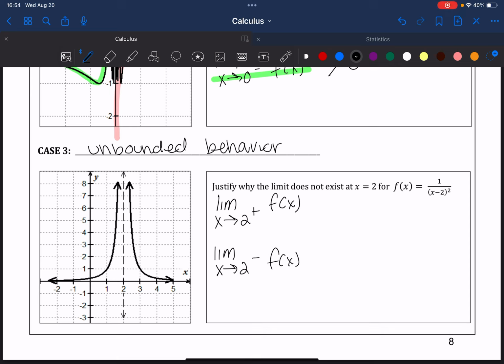And again, we're going to find 2 here. So here is our 2, and we are going to draw a small interval around that. We're first going to look at the right side, so that would be this. As we are getting closer and closer to the 2, our graph is going up towards infinity. And then on the left side, as we're getting closer and closer to 2, our graph is also going up towards infinity. So you might be thinking, well, our limits match on both sides. So why does the limit not exist in this case?